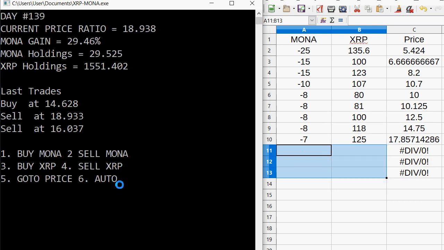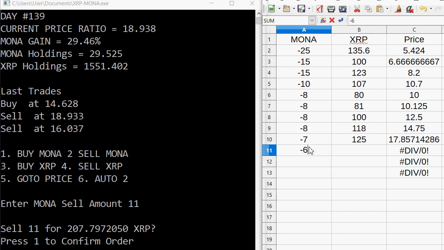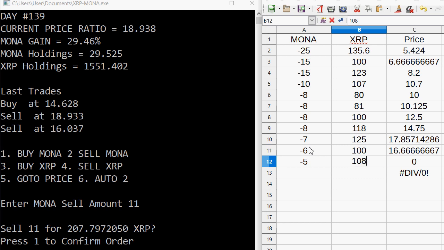And now we have a Mona gain, so I'm glad, of course, I bought what I did, 29%. Owning 29 now, I'm going to get rid of 11 and do a 6 and a 5 on my scaling here. Which means I would be going minus 6, minus 5, and we'll go 100 and then 108.